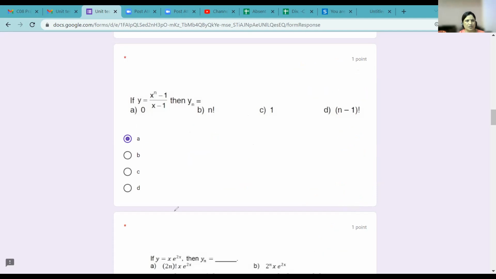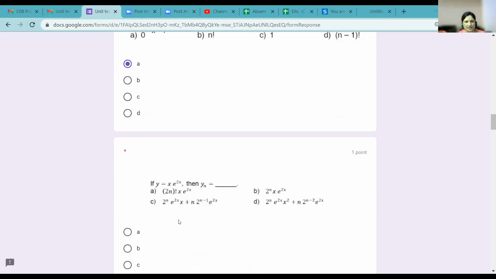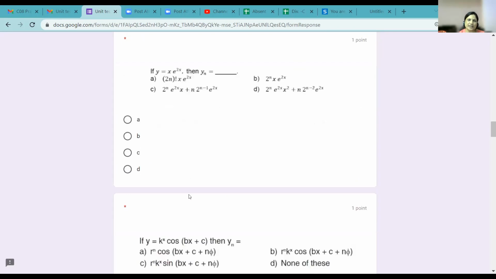So here first option is the correct option. Next, tell me that x into e raised to 2x, then yn is equal to. Which option is the correct option? Option C. Yes, Ma'am, option C. Yes. Third option is the correct option.